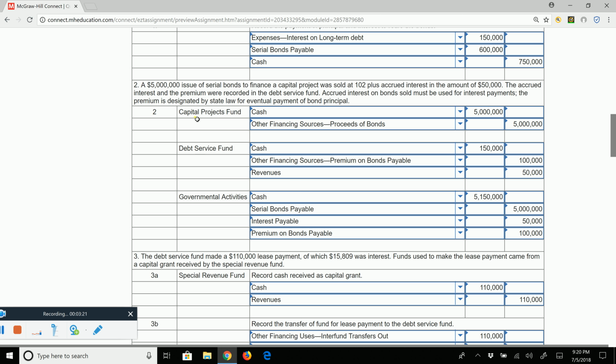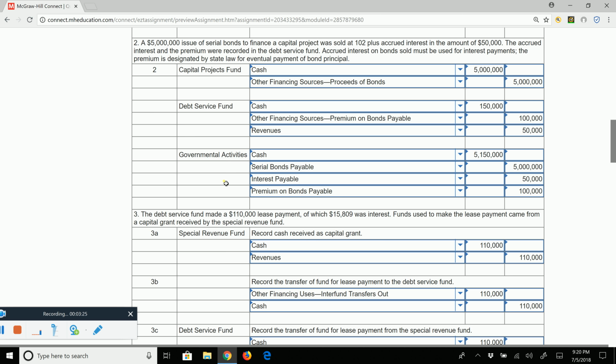While these two governmental funds are recording these journal entries, the government-wide journal entry using accrual accounting should be very simple for you since you've learned it in your theory classes. We will debit cash for the full $5,150,000. $5 million of that is the bond payable, then the 2% premium, credit premium on bonds payable, and the $50,000 would be interest payable that's going to go back to the bondholders at the first interest payment.